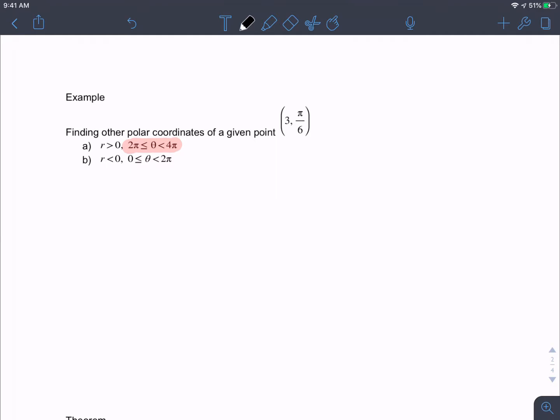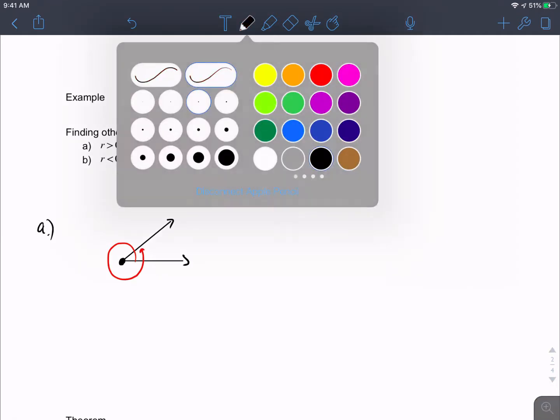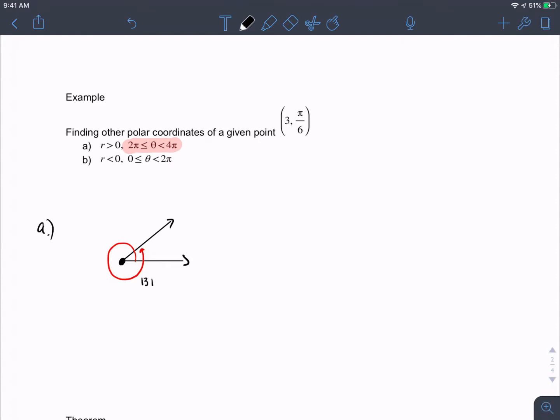When I graph this A1, here's my pole. There's my polar axis. And then we see it's pi over 6, so that's going to be something like this. If this is the angle, that would be pi over 6. But since we're between 2 pi and 4 pi, I have to go full circle plus go over. What that ends up doing is it creates an angle that's 13 pi over 6. Our radius in this problem is 3, so this point here would be 3, 13 pi over 6, and that's our point.